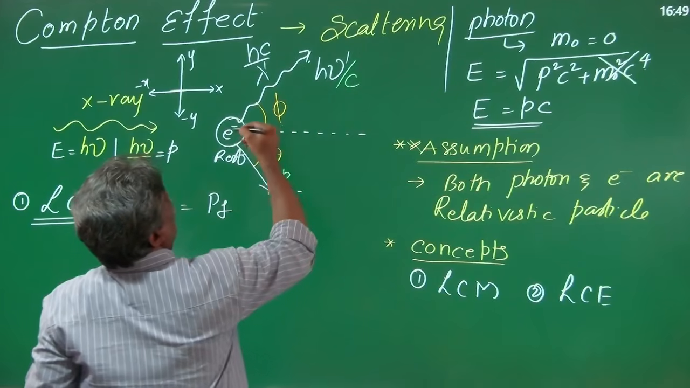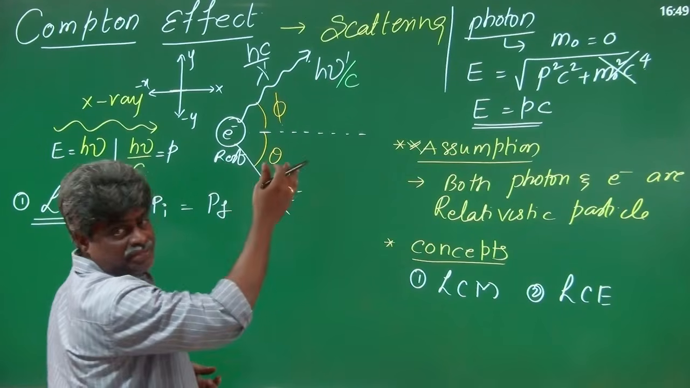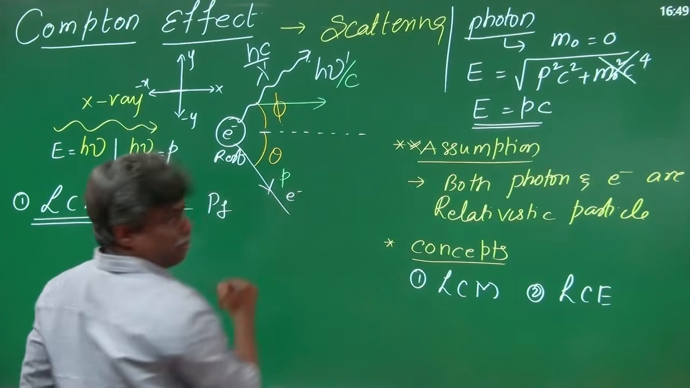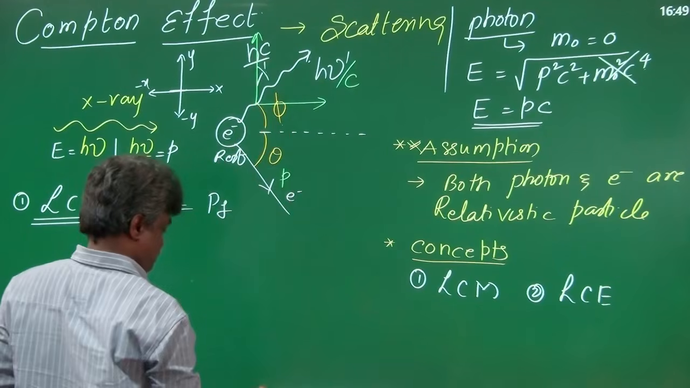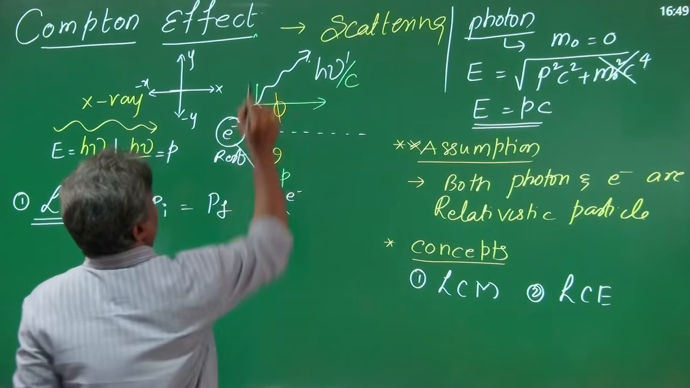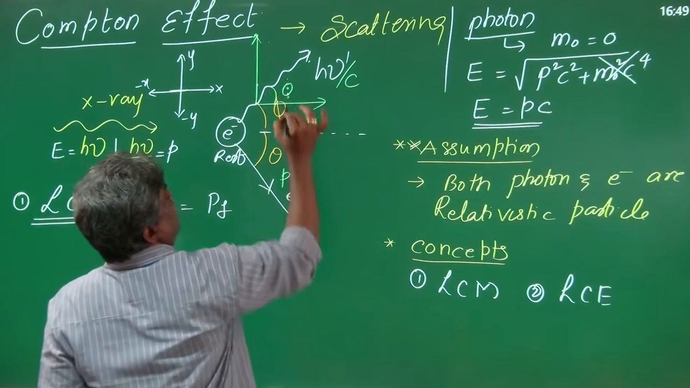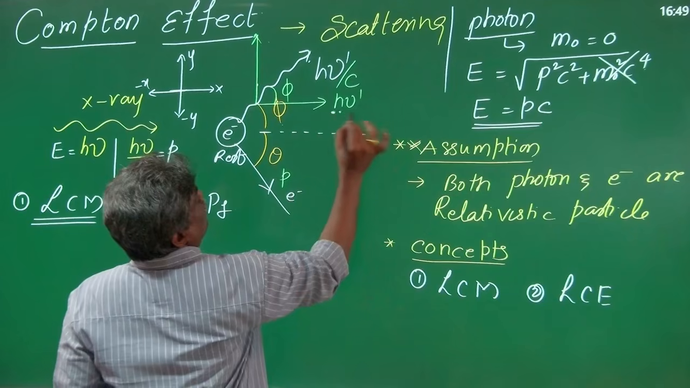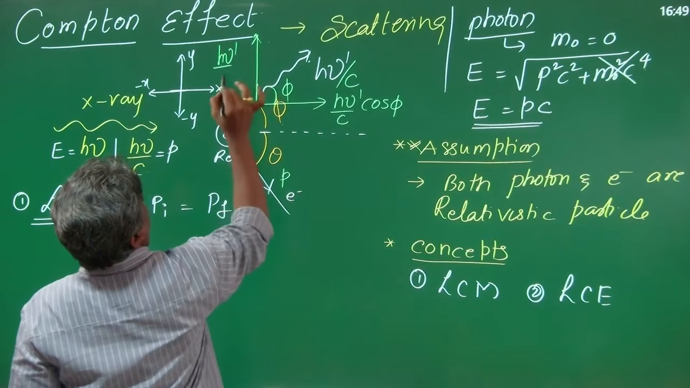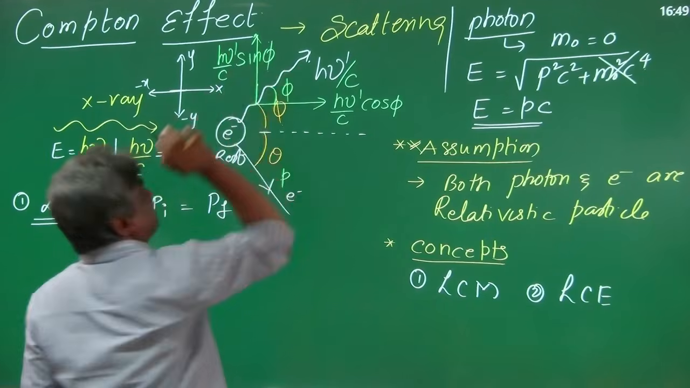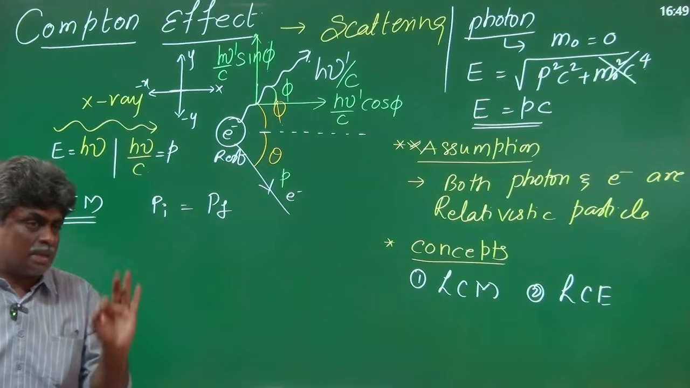How to resolve? How is this going? Rightward or leftward? Right, one line. Is it going up or down? Up, one line. Clear? So now this is the angle. How much angle? Phi. So that's why h nu prime by c cos phi. Now this is h nu prime by c sin phi. Generally you will think horizontal is cos, vertical is sin. Not like that. It depends upon the angle.